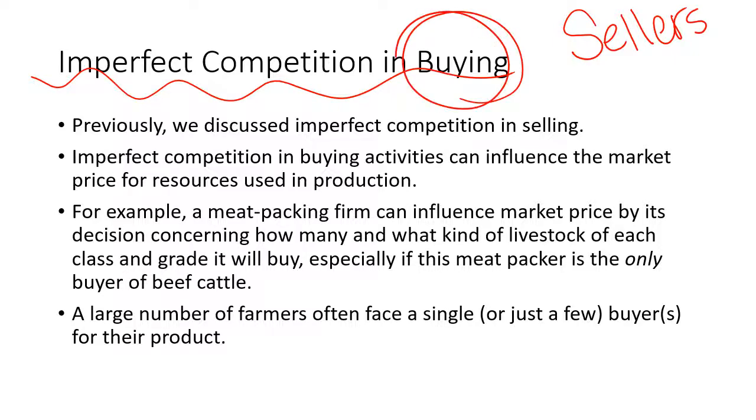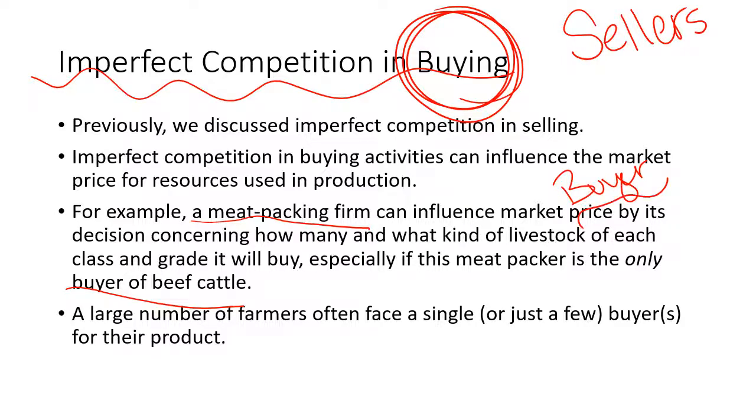Now we're going to switch gears and talk about buyers. So we have multiple types of market structures that have different numbers of buyers in the market. So, for example, we could have one buyer in the market in the example of a meat packing firm. So it's possible that there's maybe only one buyer of beef cattle in a regional area because they could possibly be the only meat packer in the region. So that's an example of having one buyer.